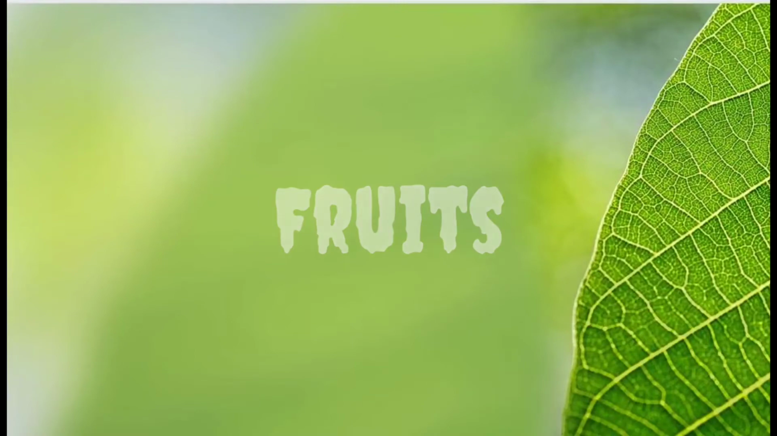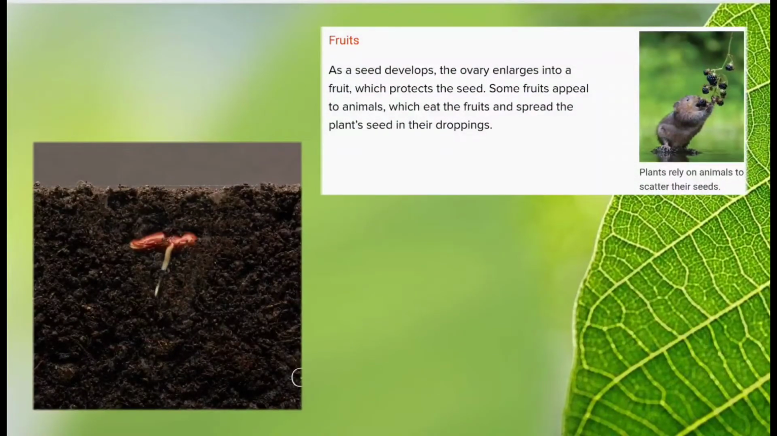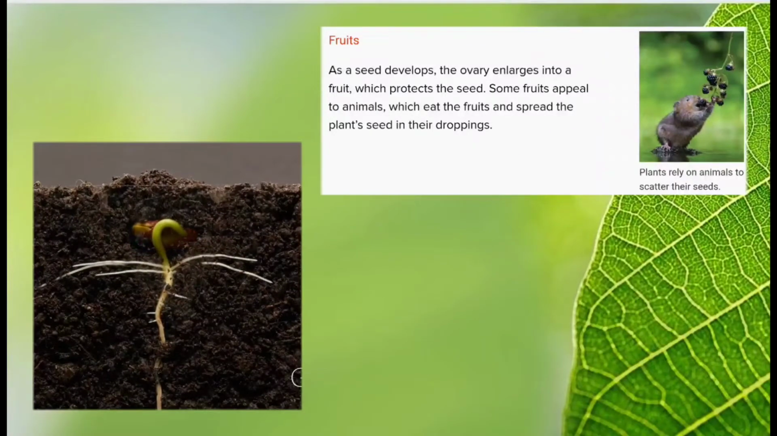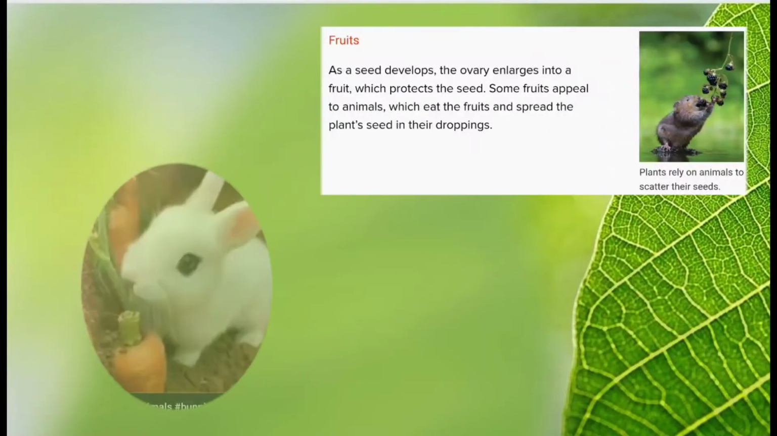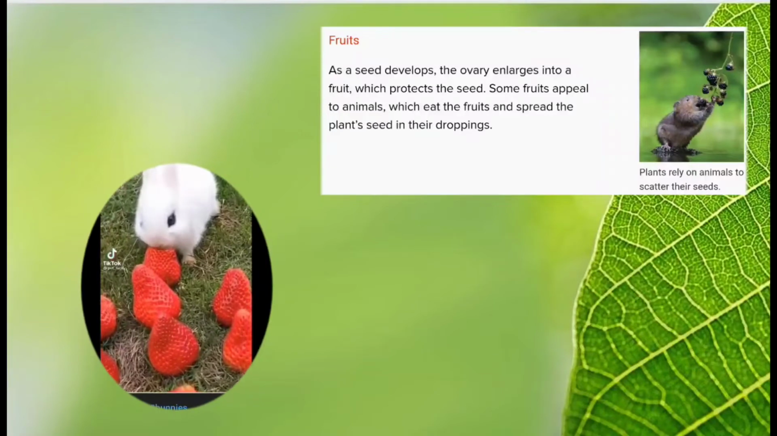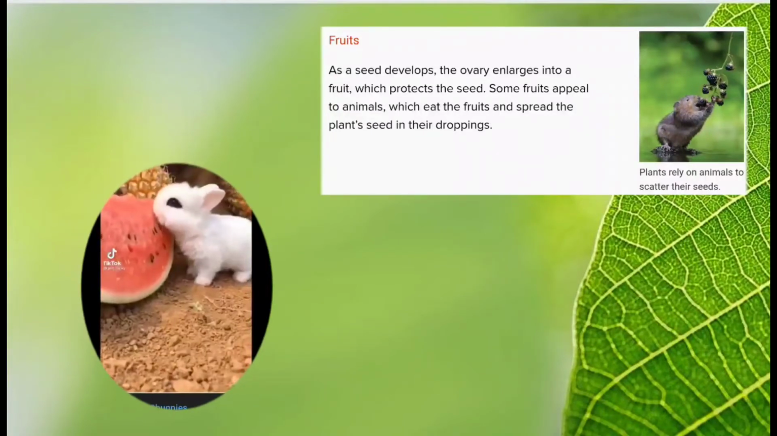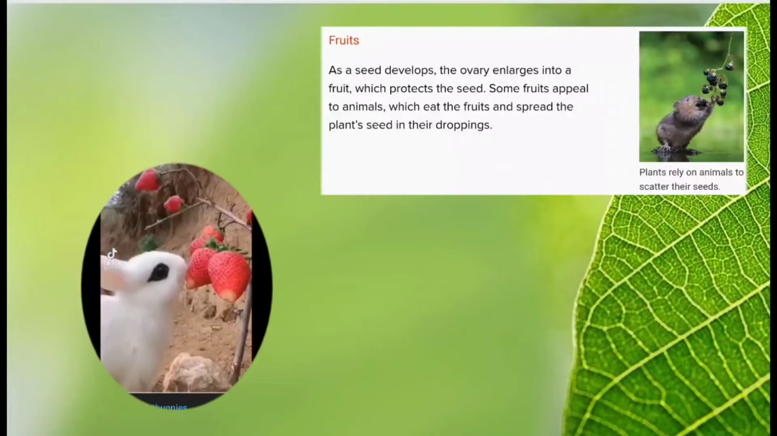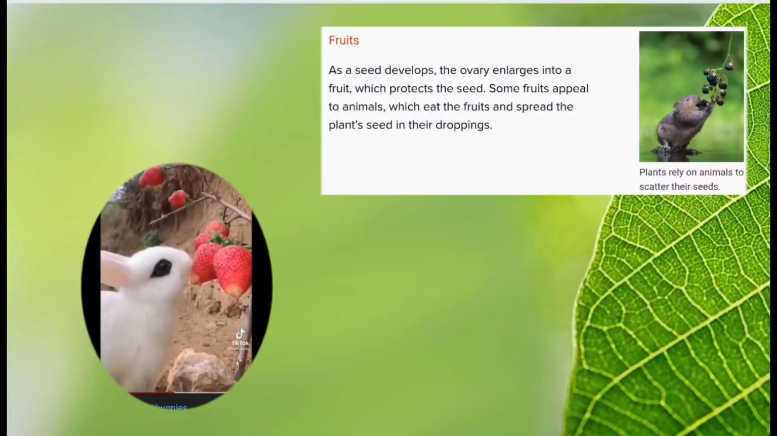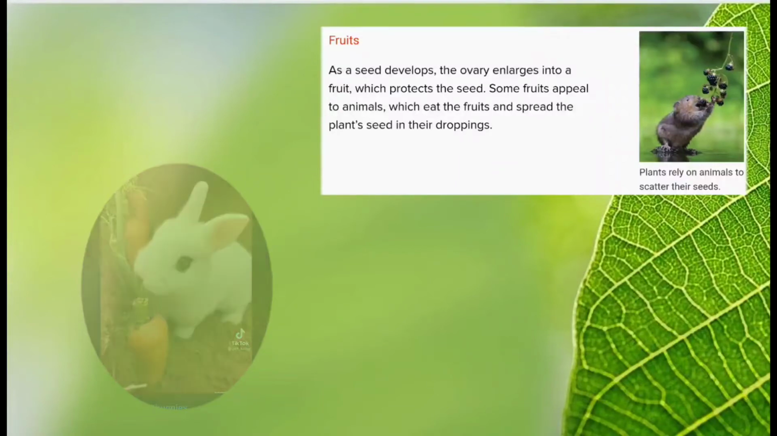Fruits. As a seed develops, the ovary enlarges into a fruit, which protects the seed. Some fruits appeal to animals, which eat the fruits and spread the plant seed in their droppings. Plants rely on animals to scatter their seeds.